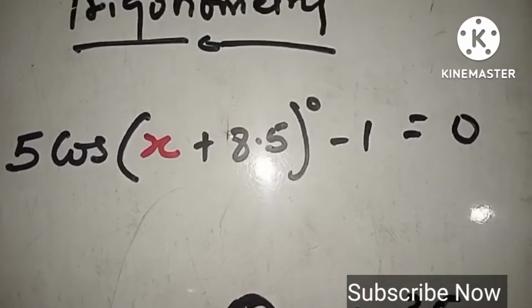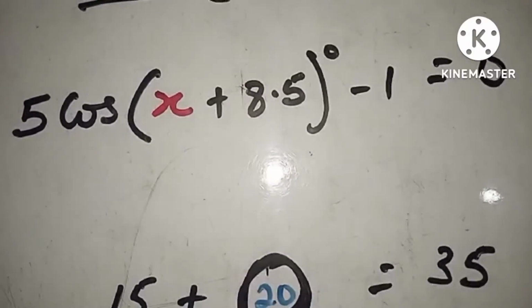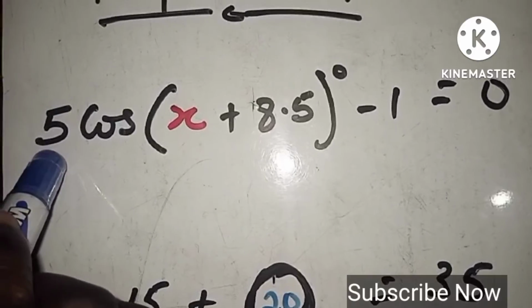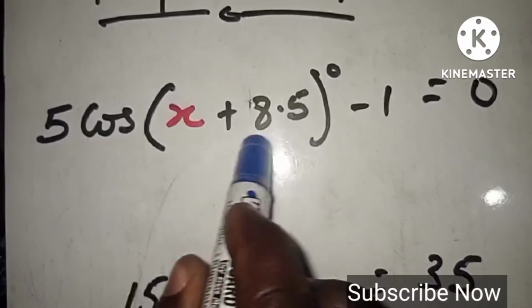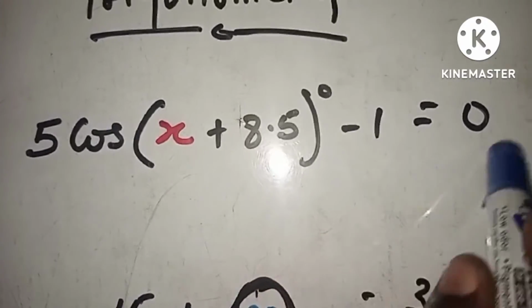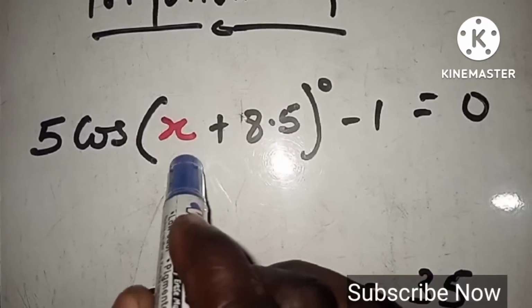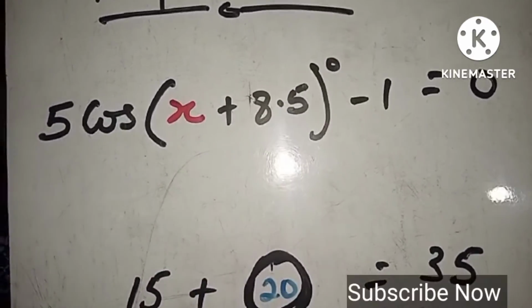So mathematically, what we are going to determine in the trigonometry here is that we want to determine the value of this x, the guy who is missing at this portion here. So that if you multiply this 5 by the cos of everything in this bracket here, minus 1 should be equal to 0. So that is the idea behind finding the value of x.